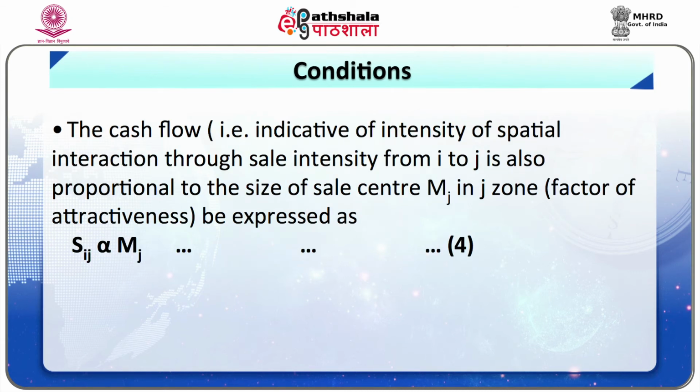Number 2, the cash flow that is indicative of intensity of spatial interaction through sale intensity from I to J is also proportional to the size of sale center Mj in J zone, that is factor of attractiveness, be expressed as Sij alpha Mj. This is equation 4.